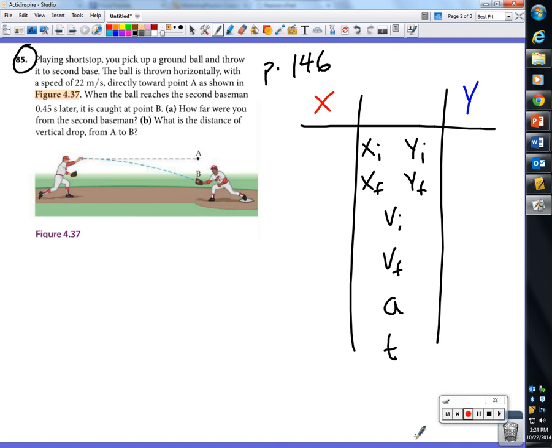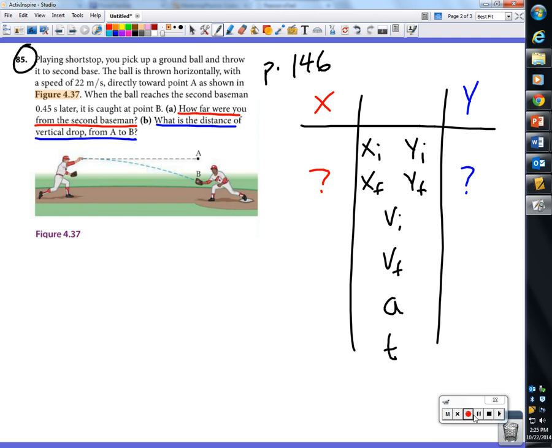All right, first things first. We need to determine what we are looking for. So what are we looking for in this problem? 2 things, actually, right? Okay, go ahead. The final position, right? If we talk about how far away we are from the second baseman, is that X or Y? Yep. That's going to be X. So how far away is the final position here? And then the distance of the vertical drop, it even tells you in the problem it being vertical, right? That's what it wants us to figure out.